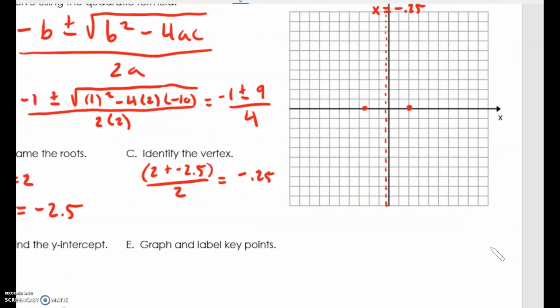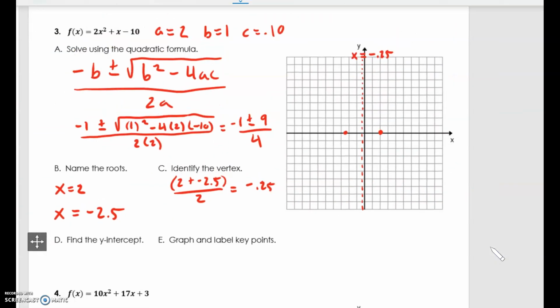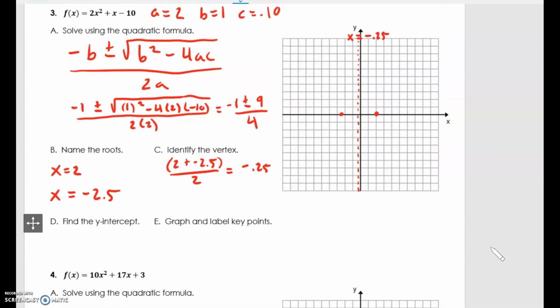All right, so now that I have that point, I'm going to insert that into the equation. So I'm inserting the negative 0.25 in for x. 2 parentheses, negative 0.25 parentheses squared, plus parentheses, negative 0.25 into parentheses minus 10. And I'm getting negative 10.125. So this is going to be my vertex point. It's a weird one, but this is what I have.